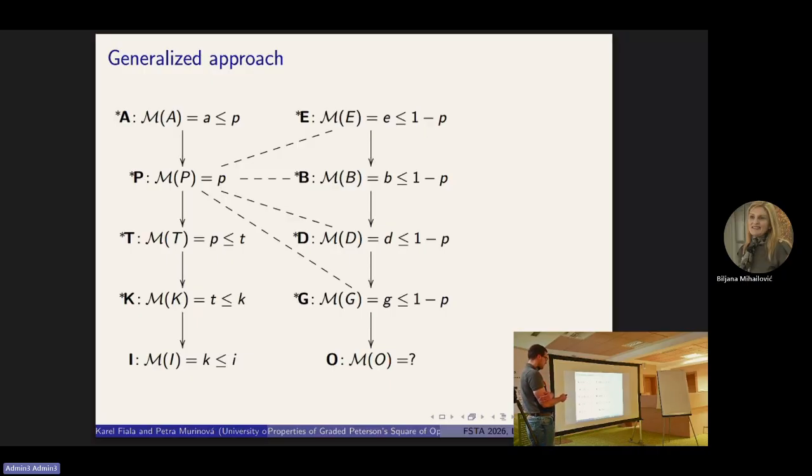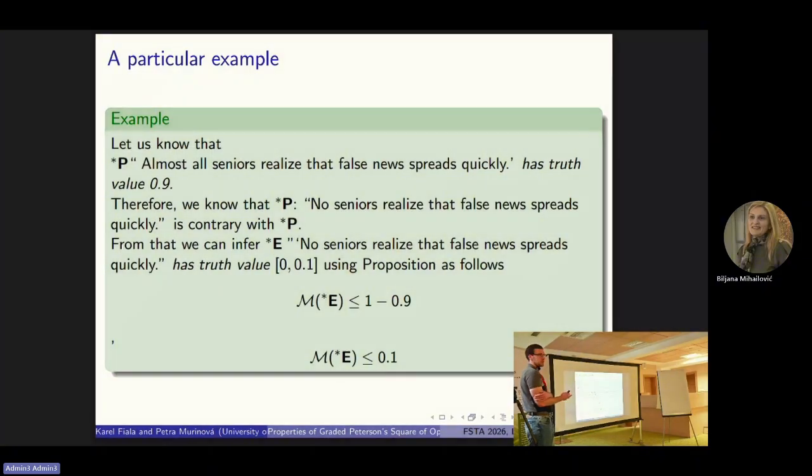Now let us put a concrete value instead of p. For example, we have the same example, but now the truth value is 0.9. P is still contrary to E. That means, using the inequality presented before, the truth value of E will be less than or equal to 1 minus 0.9, that is, less than or equal to 0.1. And since the interval of truth values is from 0 to 1, the truth value for E will be from the interval 0 to 0.1, which is a very small truth value, so it's nearly false in every possible way.